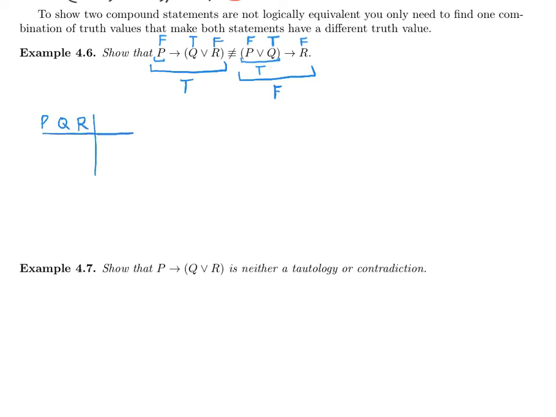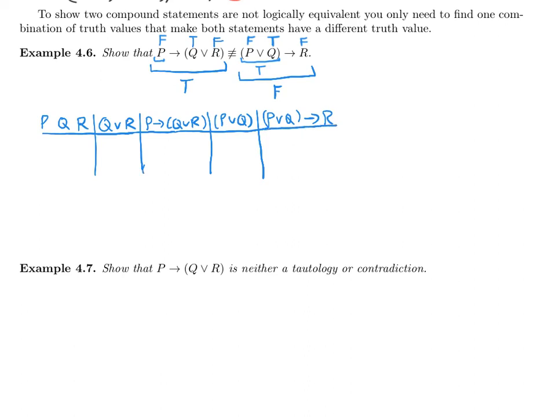So let's do it. We need P, Q, and R. Let's convince people. So we need Q or R for the then part of the left-hand side. And then we need P implies that. That's the left-hand side done. And then we need P or Q. And finally, we need P or Q implies R.